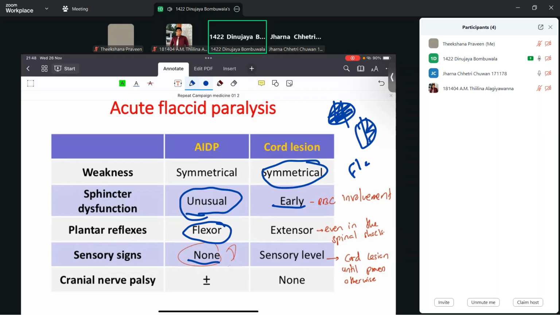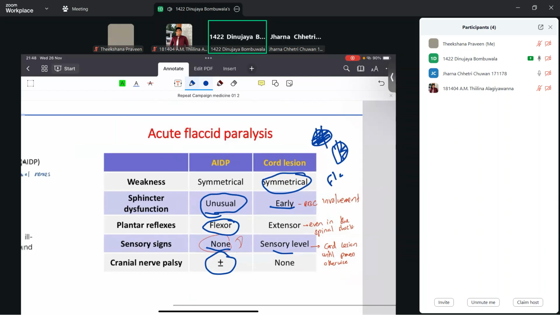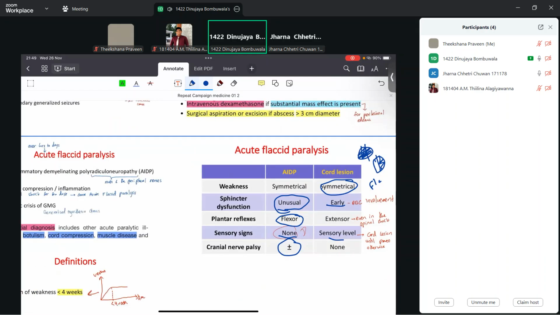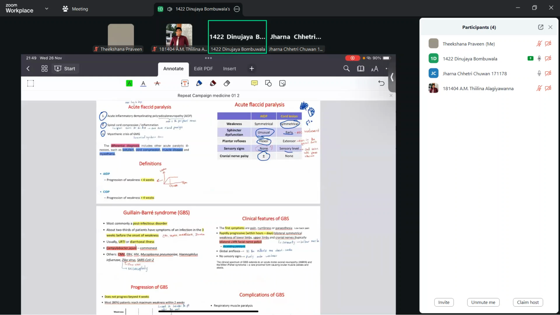In cord lesions, you know that there will be a sensory level. You can find it in the examination. Cranial nerve palsies, there can be cranial nerve palsies in AIDP. We know that ascending paralysis can affect the lower limbs, then upper limbs, respiratory muscles, and later on the facial muscles and the cranial nerves. So there can be cranial palsy as well. But in spinal cord lesions, there are none. The brain and the cranial nerves are spared, and the lesion is lower down. So, overall clear on it?